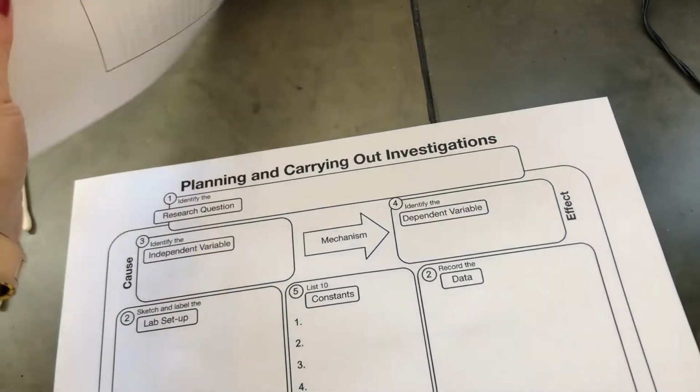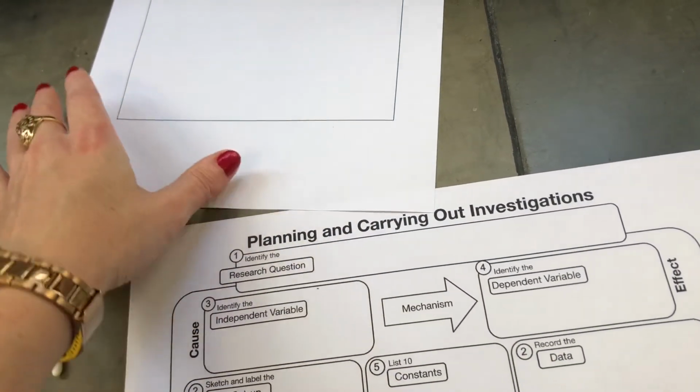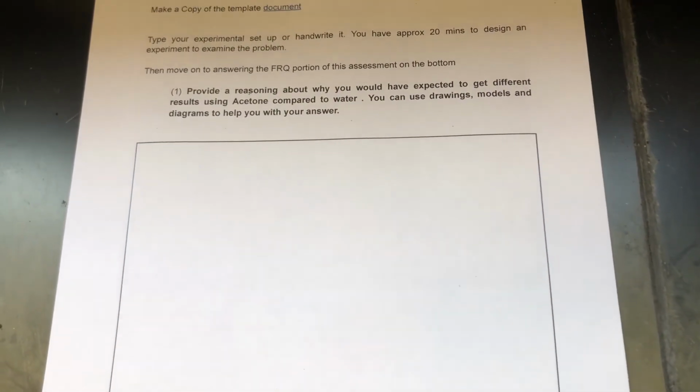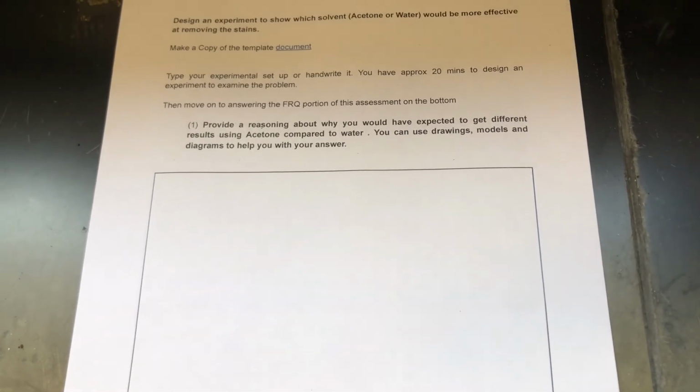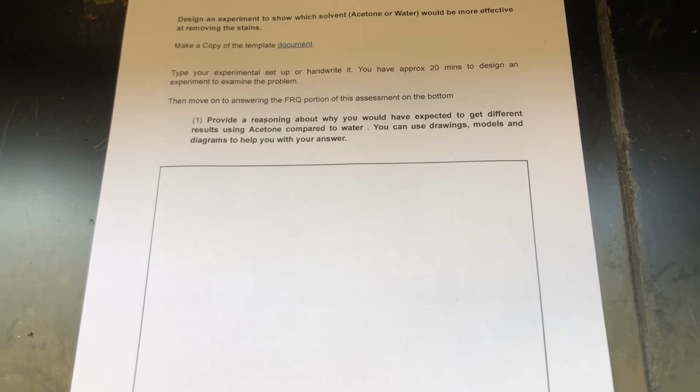I'm going to just show you what the second part of the experiment is. You have to go through and you have to provide a reasoning about why you would have expected to get different results using acetone compared to water. You can use drawings, models or diagrams to help you with your answer.